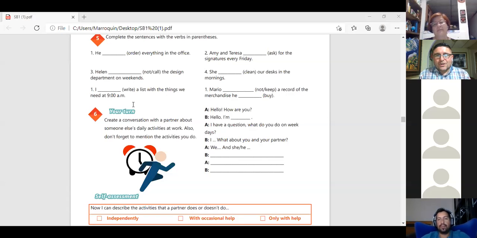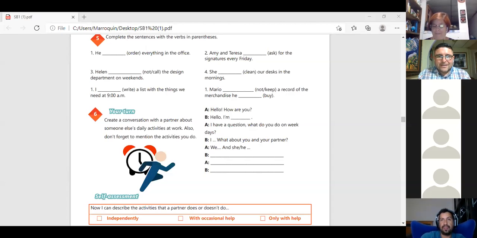Any questions or comments about the simple present? No? Okay, how many days are there in 1 week? Seven. How do you say un día sí, un día no? Si se le olvidó, vuelva. Every other day. Exactly.